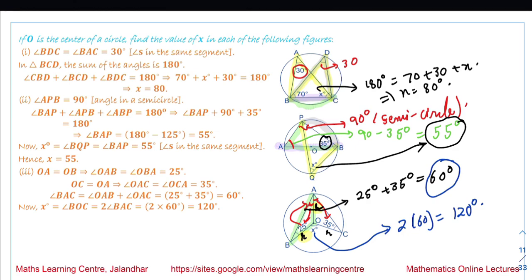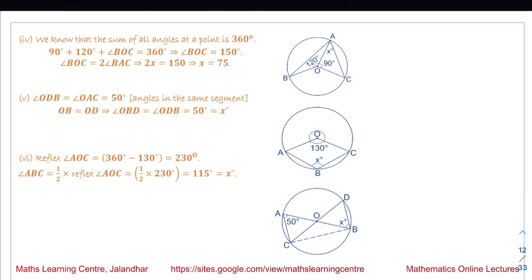Now in this next question, we have to calculate the value of x. This angle is 90 degrees. This is given to be 90 degrees. This angle is 120 degrees. So this angle will be 360 minus 120 degrees minus 90 degrees, and the answer is 150 degrees.